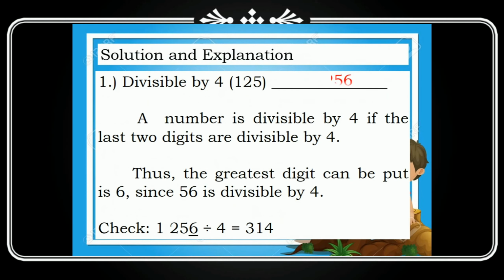And now, let us check your answer. Number 1. Divisible by 4. The given number is 125. A number is divisible by 4 if the last two digits are divisible by 4. Thus, the greatest digit that can be put is 6, since 56 is divisible by 4. 1,256 divided by 4 is equal to 314. So the correct answer for number 1 is 1,256.